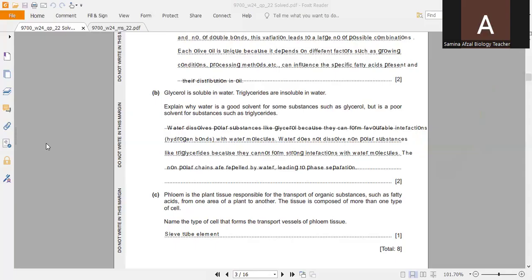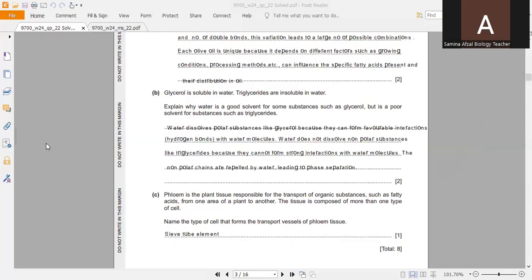So the answer which I have written for you is: water dissolves polar substances like glycerol because they can form favorable interactions, hydrogen bonds, with water molecules, because the polar nature will attract each other.